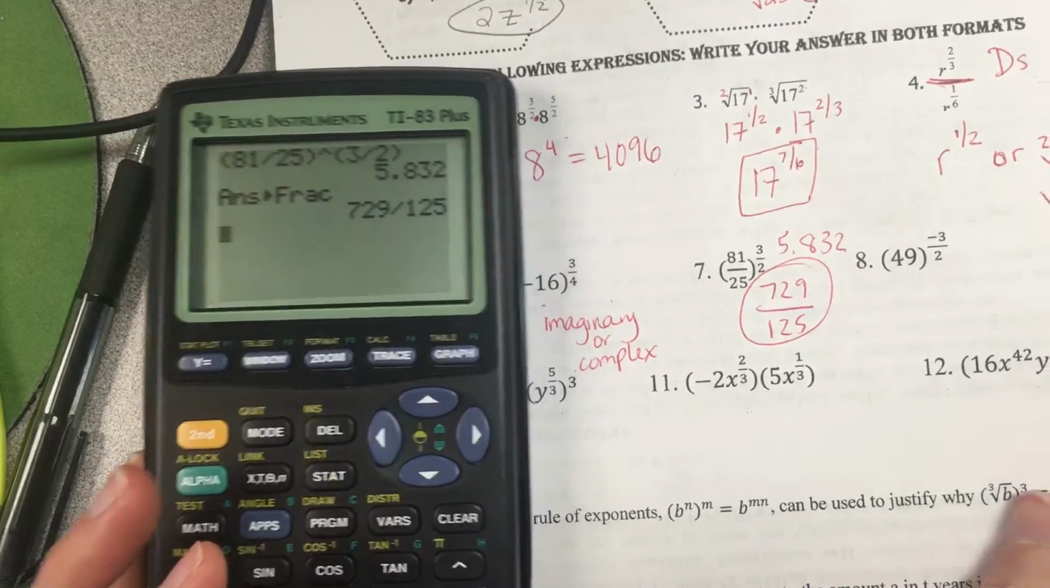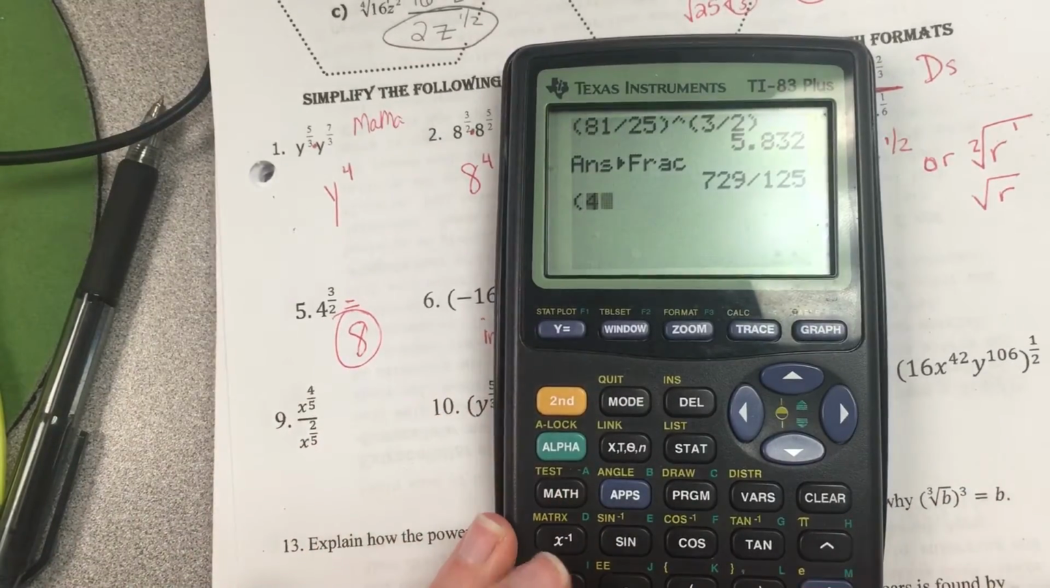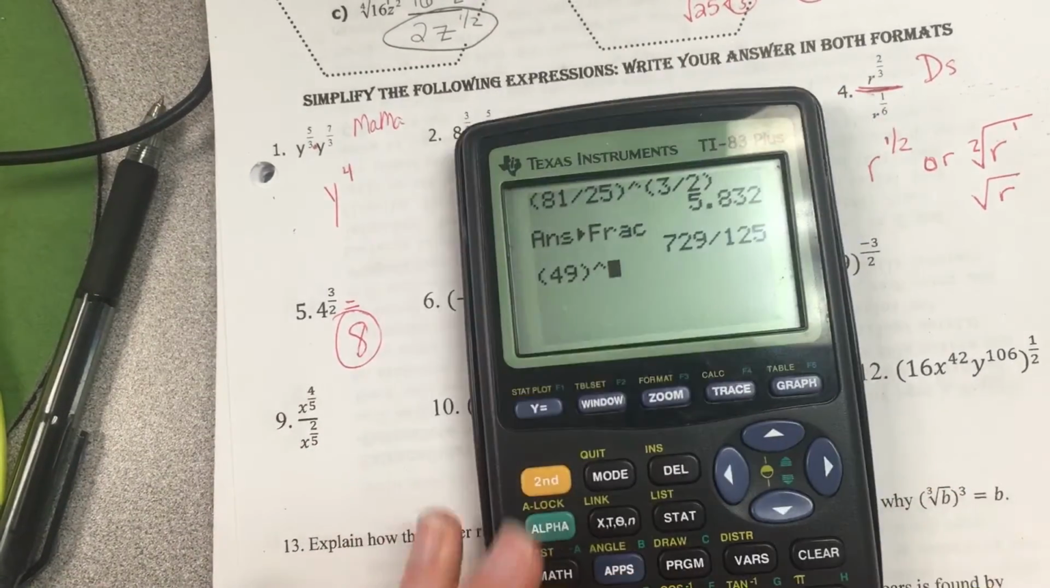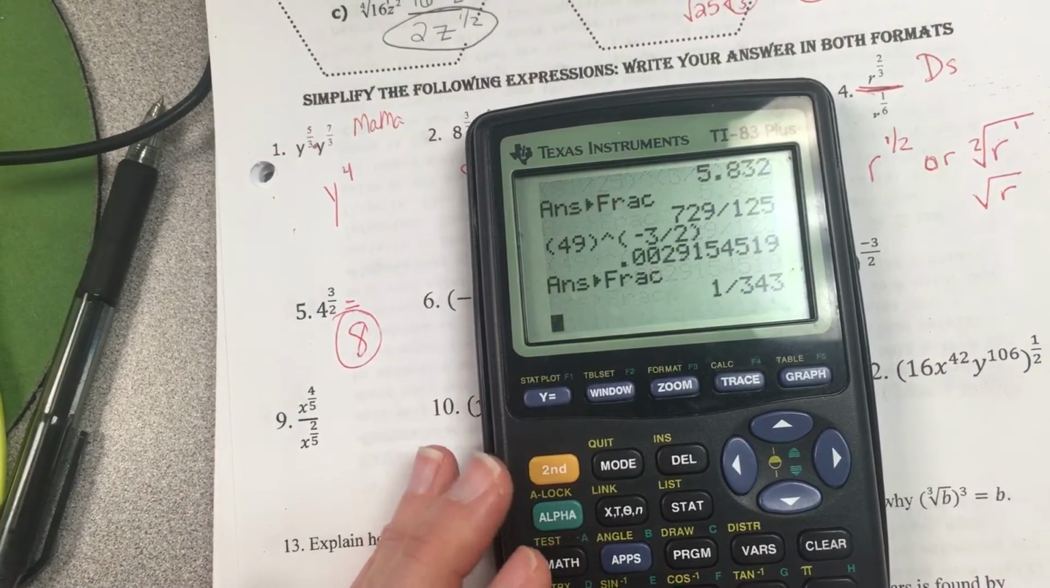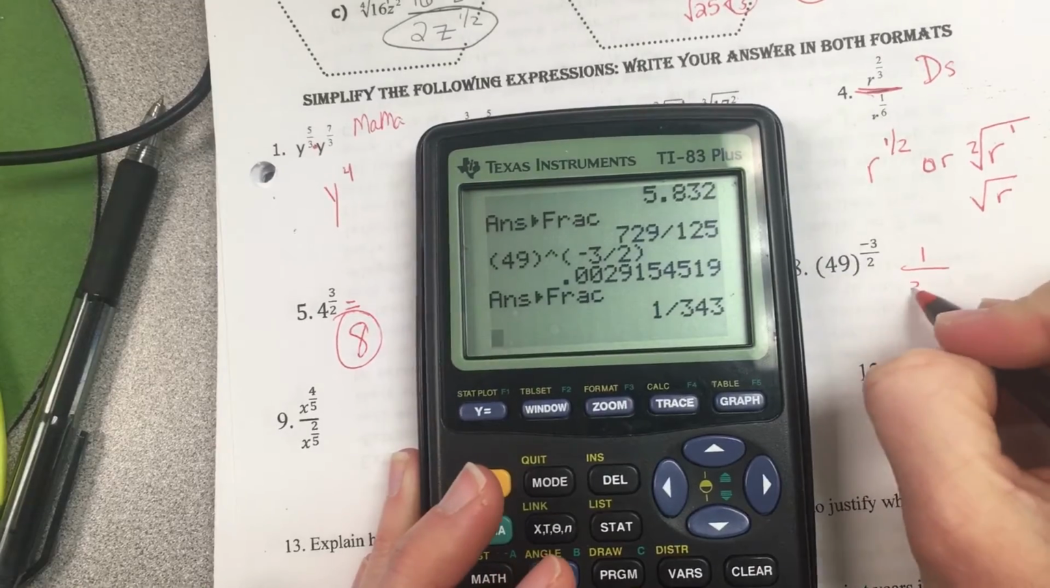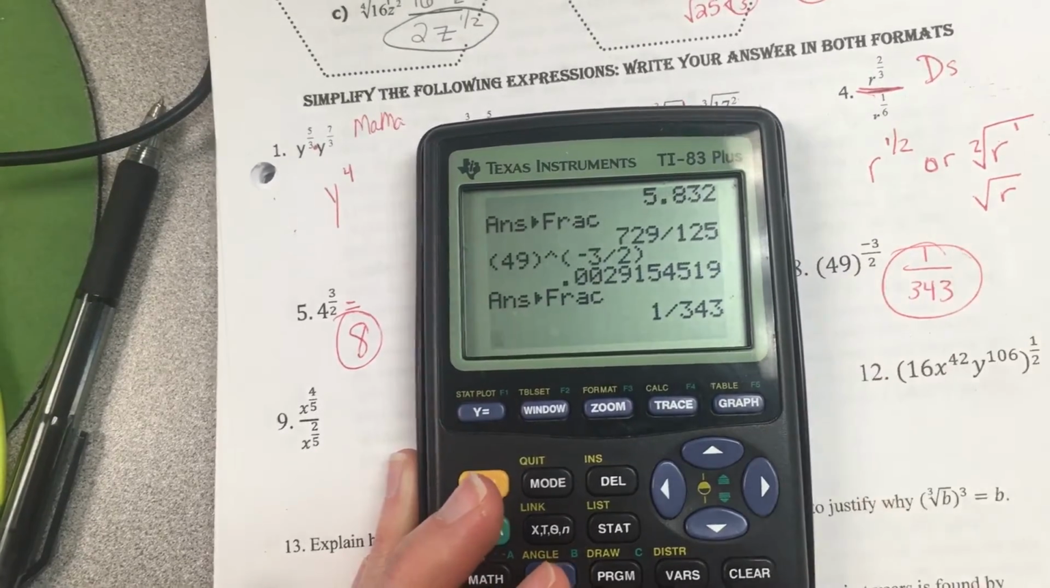Either one's fine. All right, and number 8, no variables, so type it straight in the calculator. 49 to the negative 3 over 2. Math, enter, enter. And I get 1 over 343.